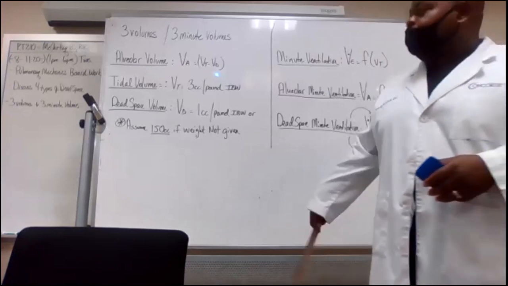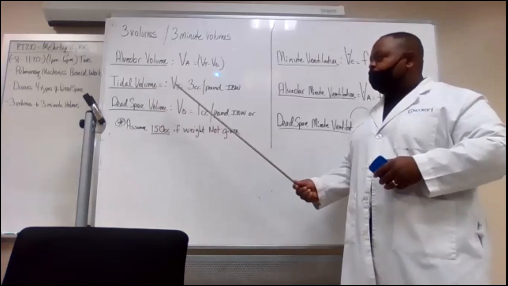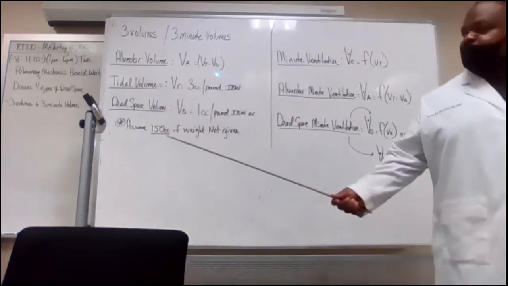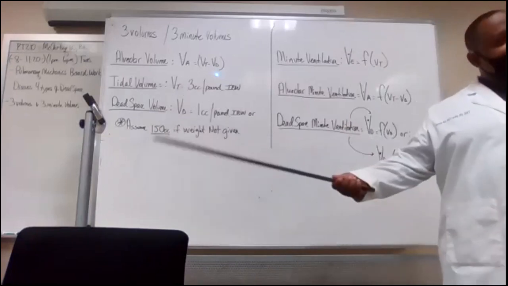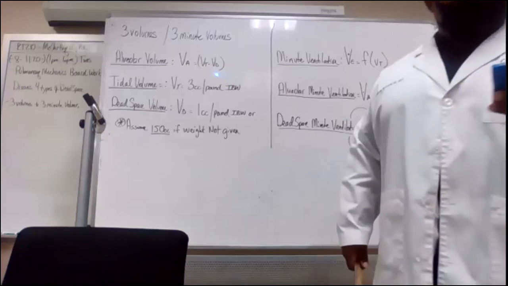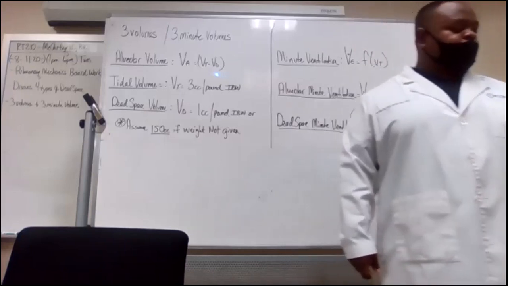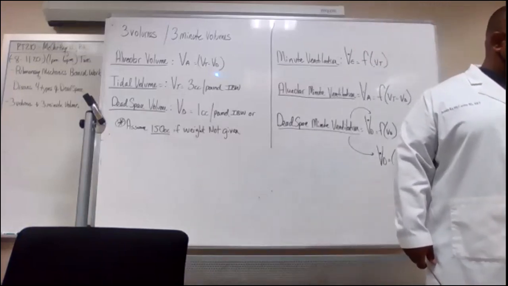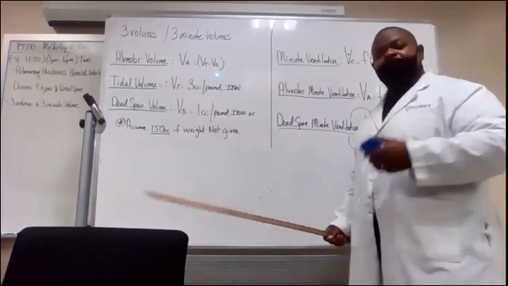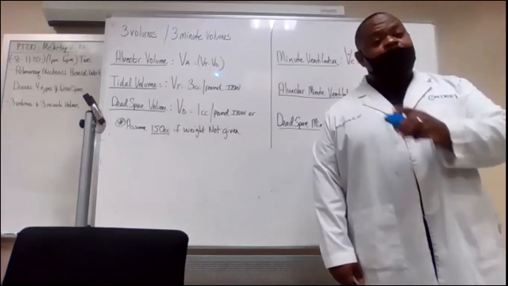Now, what about tidal volume? To find somebody's tidal volume, we do 3 cc's per pound. Dead space is 1 cc per pound. Tidal volume is 3 cc's per pound. So if Mr. Johnson weighs 250 pounds, what is his average tidal volume? 750 ml. Good job. 750 milliliters or cc's.